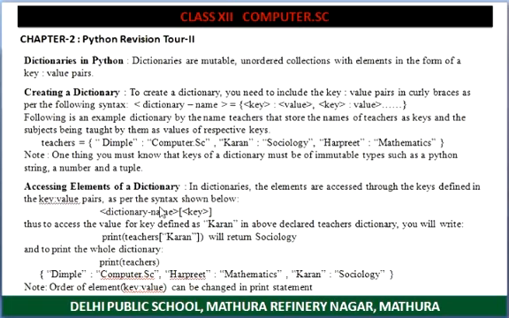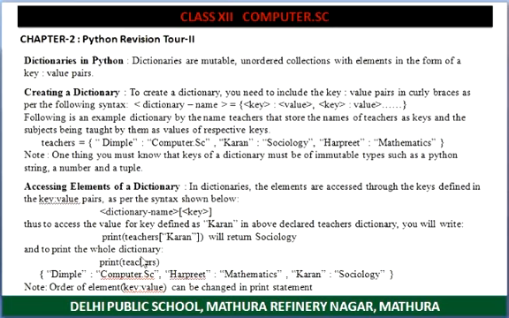Accessing elements of a dictionary. In a dictionary, the elements are accessed through the keys defined in the key-value pairs as per the syntax given below. If you want to access the value, then you have to use the key: dictionary name, key. Thus, to access the value for the key Karan in the above declared teacher dictionary, you will write print teachers Karan and it will return sociology. So you put the key here and it will return the value.